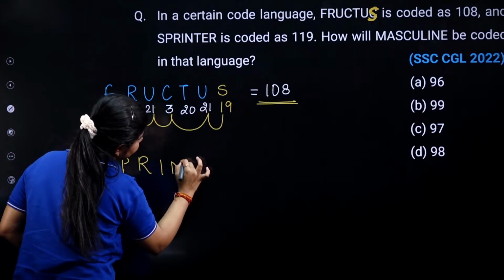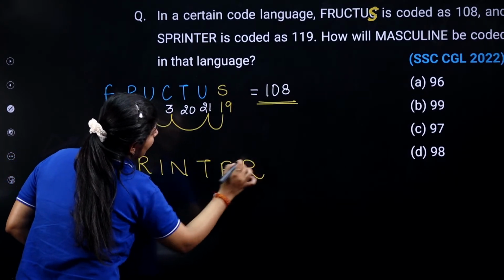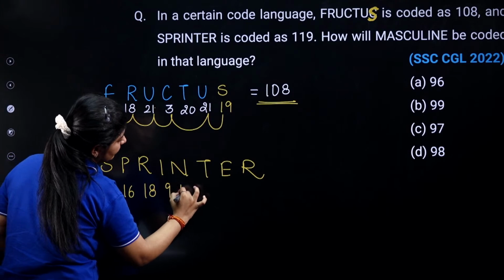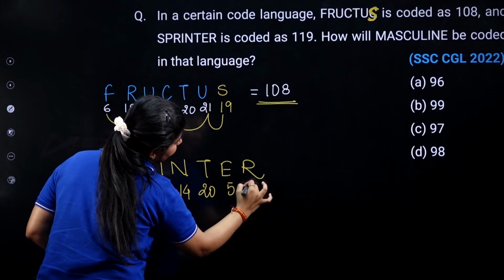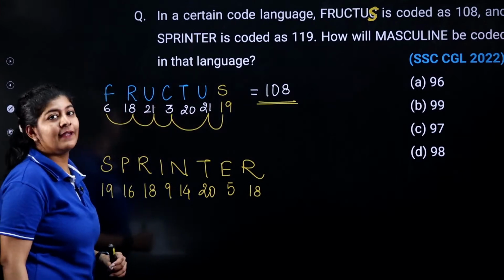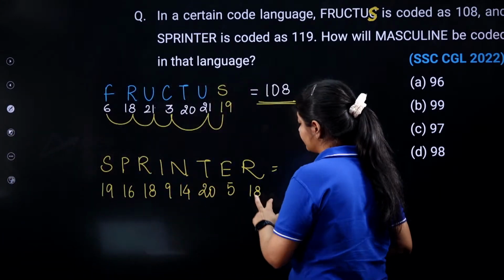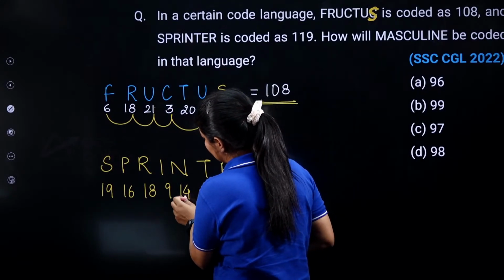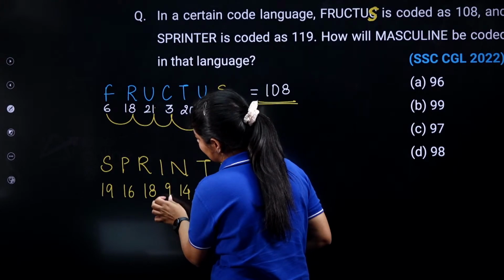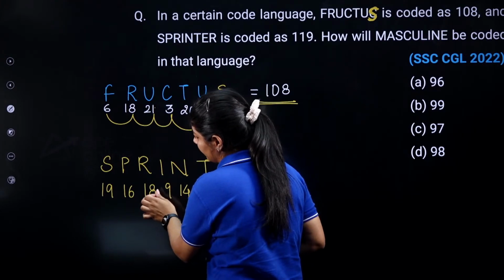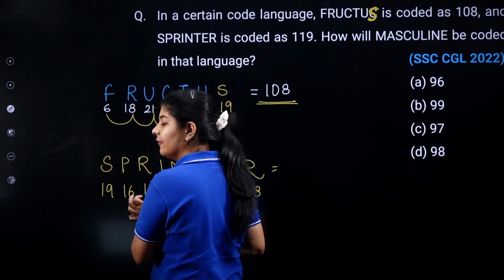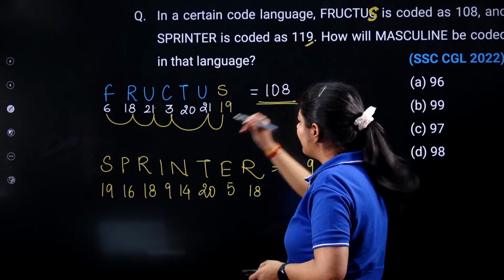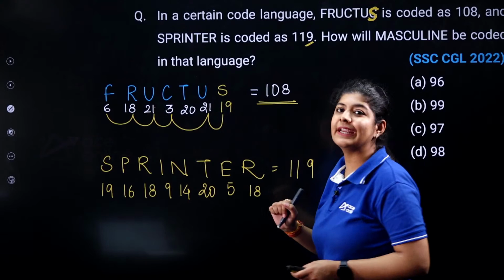Sprinter. Now the associated numbers 19, 16, 18, 9, 14, 25 and here 18. Now again if I go with the unit place value, 8 plus 5, 13, 13 plus 4, 17, 17 plus 9, 26, 26 plus 8, 34, 34 plus 6, 40, 40 plus 9, 49. We are getting 9. Do we have that? Yes. Basically, if we add this, we are getting 119.